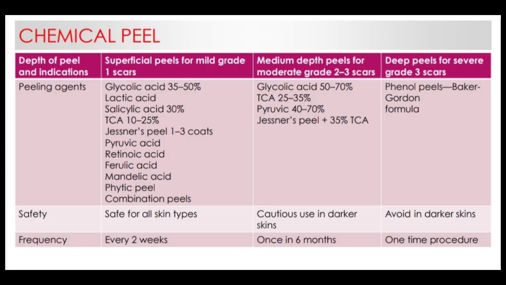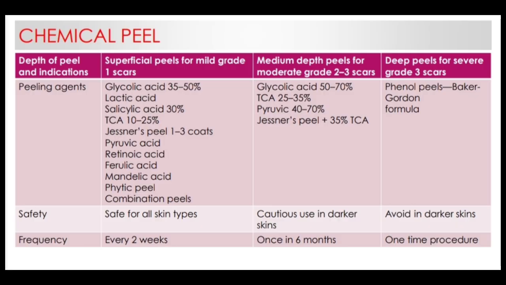Superficial peels are safe for all skin types and usually done at an interval of 2 weeks. These peels include glycolic acid 35 to 50%, lactic acid, salicylic acid 30%, trichloroacetic acid 10 to 25%, and Jessner peel with 1 to 3 coats. These Jessner peels include the salicylic acid, lactic acid, and the resorcinol, each 14%. There is a modified Jessner peel also, which includes the salicylic acid, lactic acid, and the citric acid. Other superficial peels are the pyruvic acid peel, retinoic acid peel, ferulic acid peel, mandelic acid peel, phytic peel, and the combination of these peels.